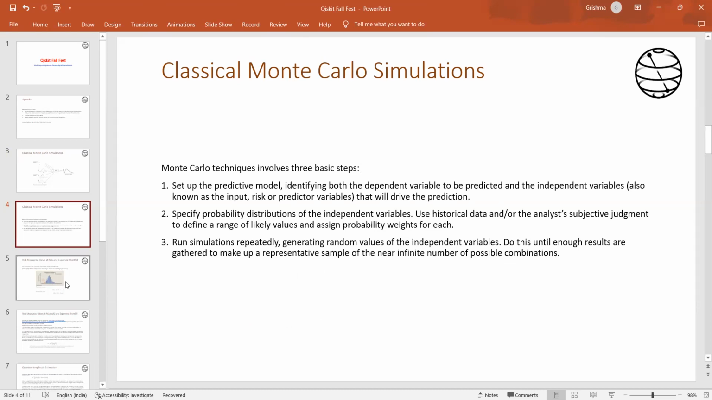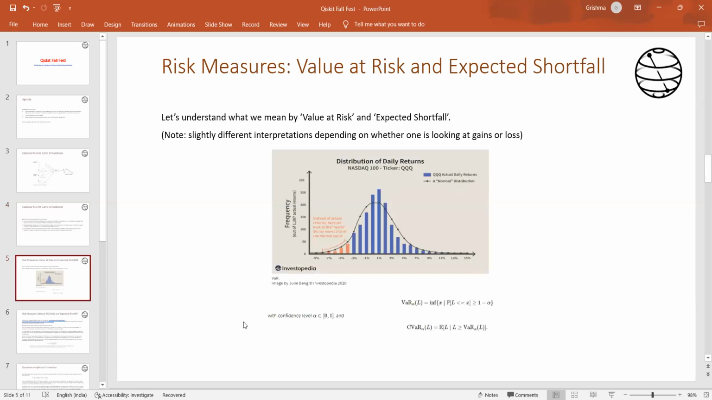Going on, there are certain things. Finance is a lot about risk. And so it's key to understand certain metrics, one of them being value at risk and the other being something called expected shortfall. What we mean by value at risk is a simple concept, but it's a very important concept in the risk domain of finance.